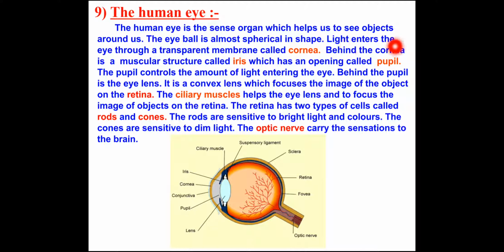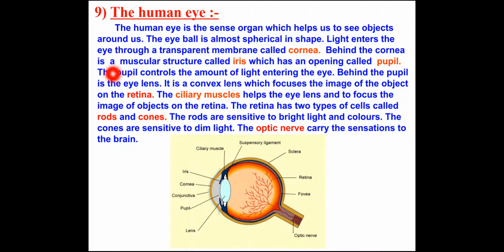The light enters the eye through a transparent membrane called the cornea. If you see here, the cornea is shown in the diagram. When light strikes our eyes, it enters through this transparent membrane, which is called the cornea, and through this cornea light enters into our eyes.